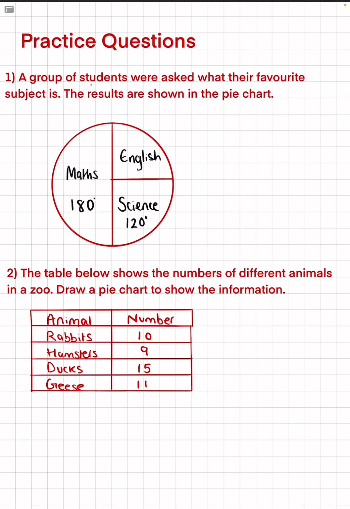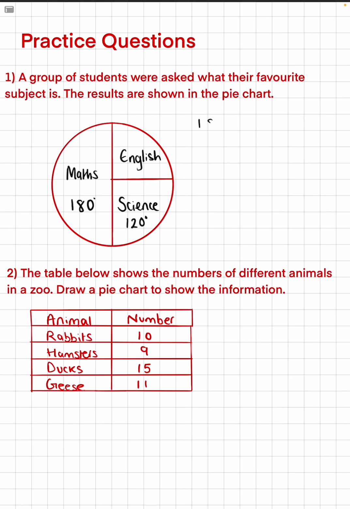Question 1 says a group of students were asked what their favourite subject is. The results are shown in the pie chart. We have been given the angle for maths and science, but not for English, so we need to work out the missing angle. We know that angles in a pie chart add up to 360 degrees. If we add these two numbers together and then subtract it from 360, we should get our missing angle.